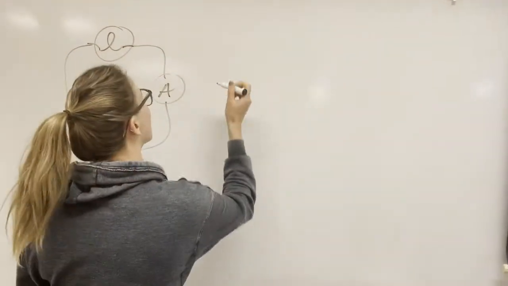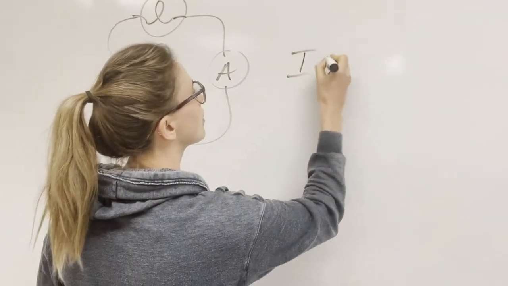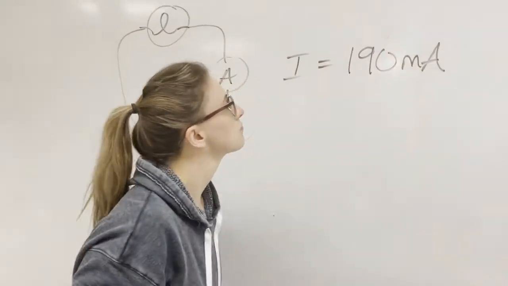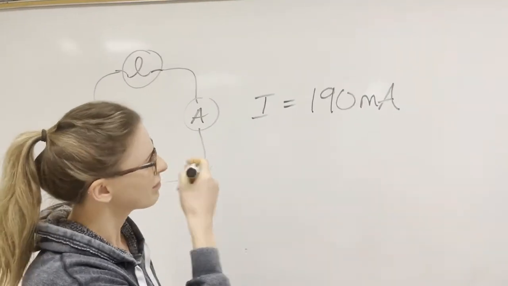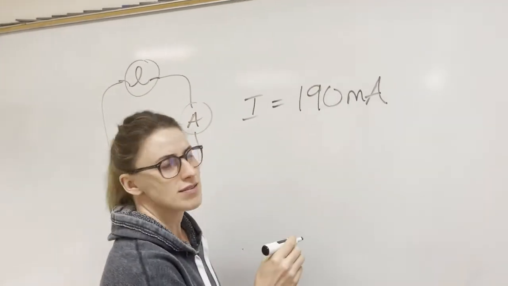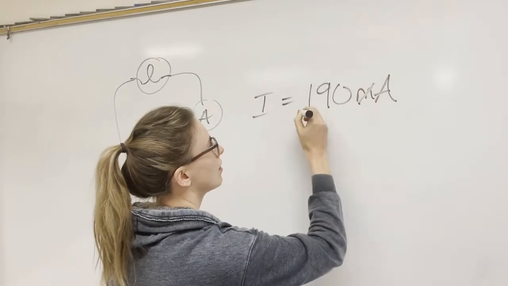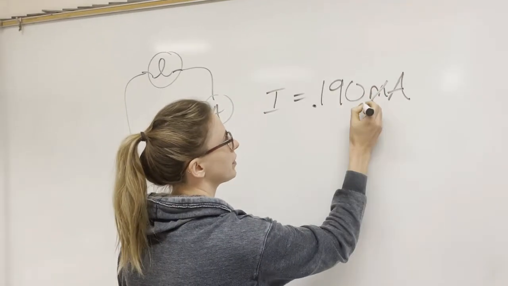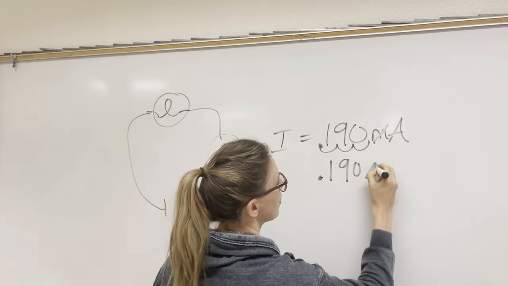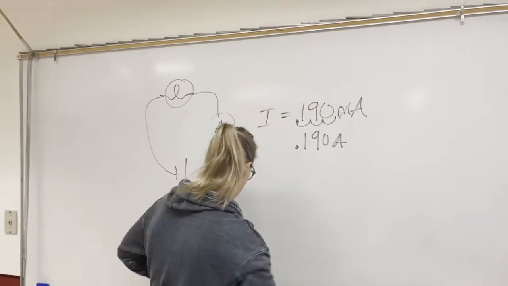So I equals 190 milliamps. Wait a minute. Now, what's a milliamp? That's 1,000th of an amp, right? Yeah, so I would just divide it by 1,000, or move the decimal 3 places. Yeah, 1, 2, 3. Okay, so we've really got 0.190 amps of current. Amperes, here. That's right. Amps is good.